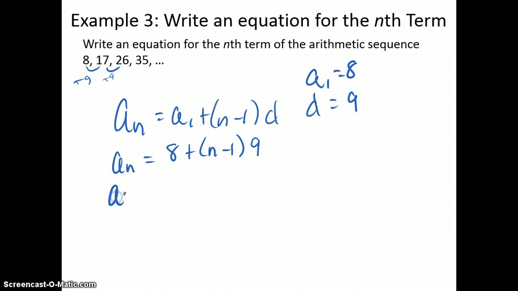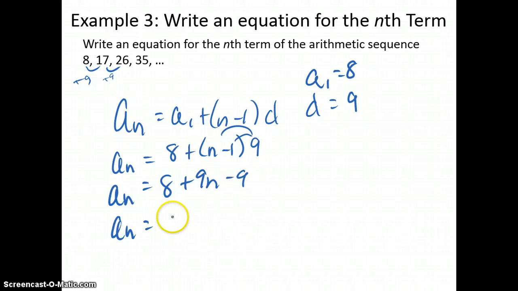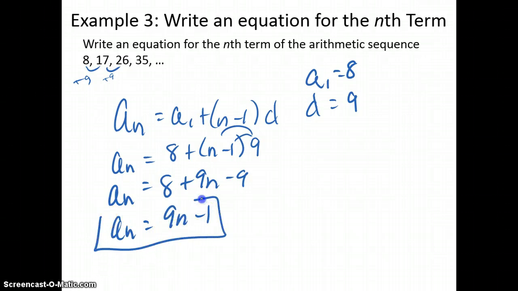And now what we want to do here is multiply this in, distribute it in, and we get 9n minus 9. So if we really wanted to complete the formula and really simplify it, we would have 9n minus 1 for any term.